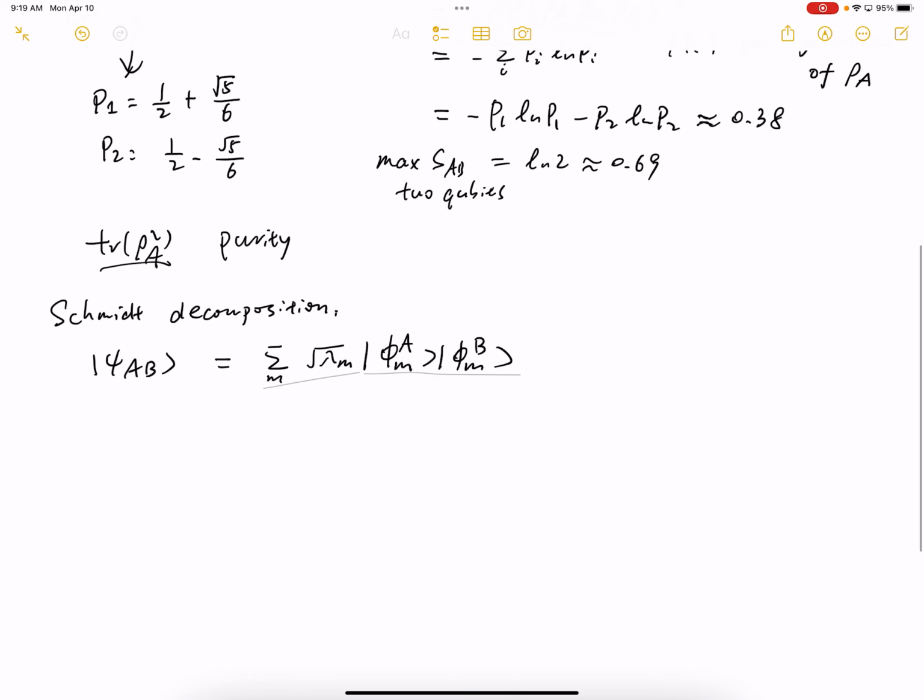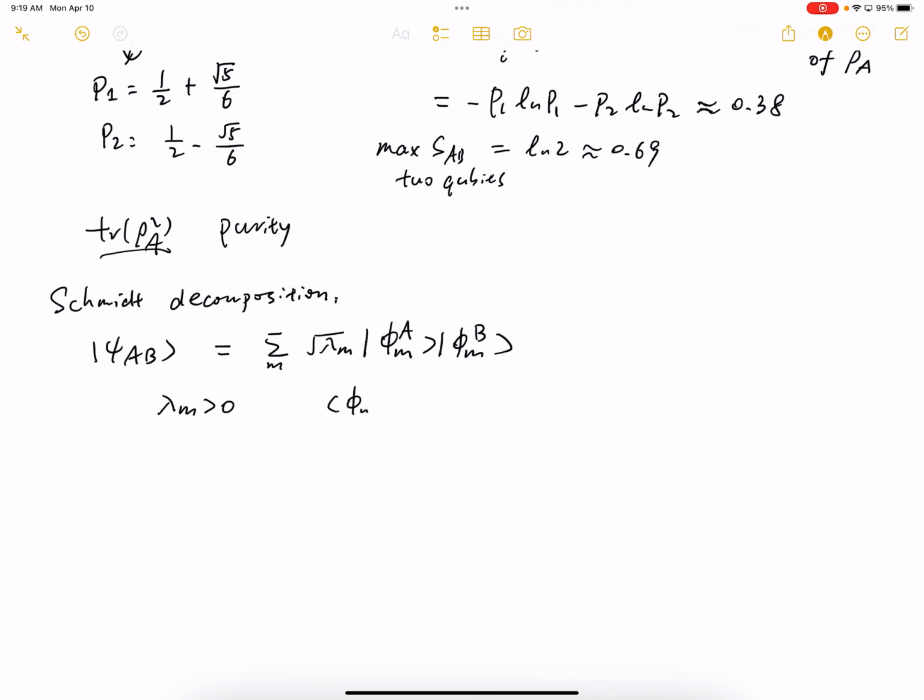The important thing is first, the lambda m's are going to be larger than 0. These are positive numbers, because you can immediately see that it doesn't make sense if lambda m is negative. You're going to get an imaginary number from the square root. And the other thing is lambda m cannot be 0. Well, technically it can be 0, but when it's 0, you just don't include that term in the summation. So it doesn't make sense to even write it down. And the other thing is these phi's, for both A and B, are going to be orthonormal to each other. So this is going to be equal to a delta function. And similarly for the phi m of B.